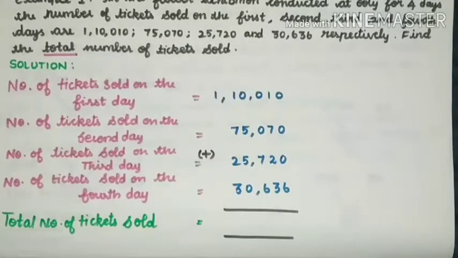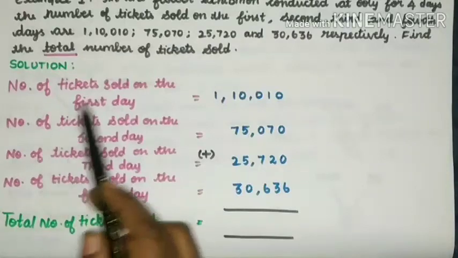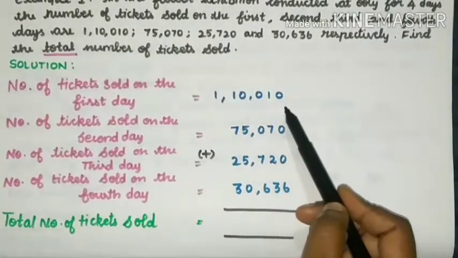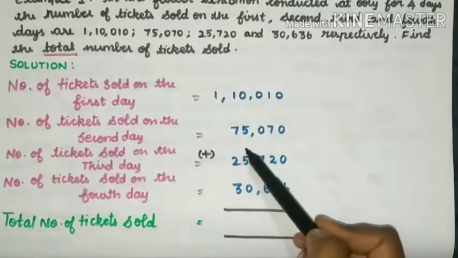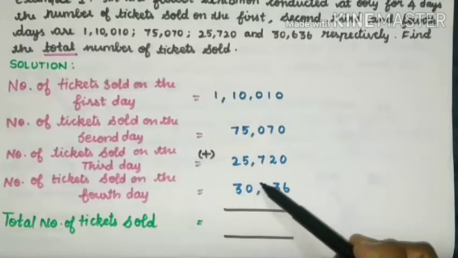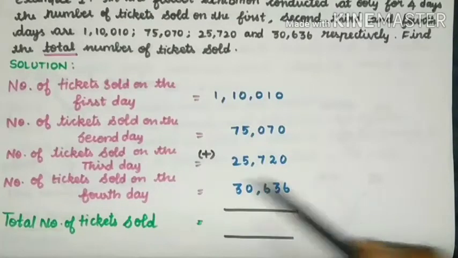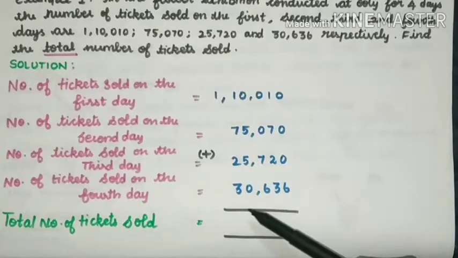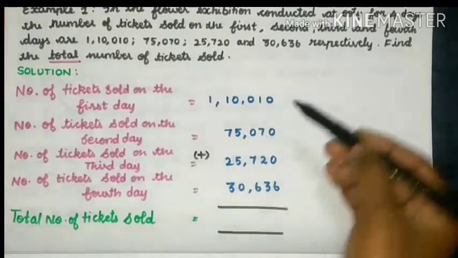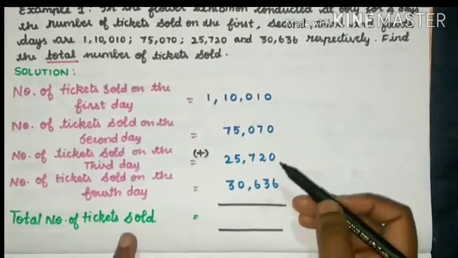Students, keep in mind for the word problems, first you have to write the statements. Number of tickets sold on the first day equal to 1,10,010 tickets. On the second day, 75,070 tickets. On the third day, 25,720 tickets. On the fourth day, 30,636 tickets. To find the total number of tickets sold, what we have to do? Yes, we have to add the number of tickets.